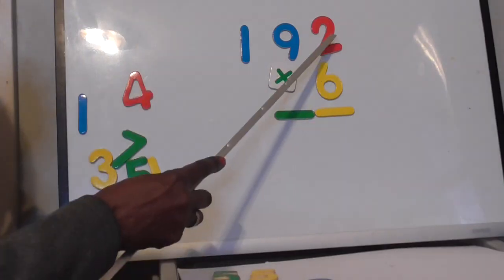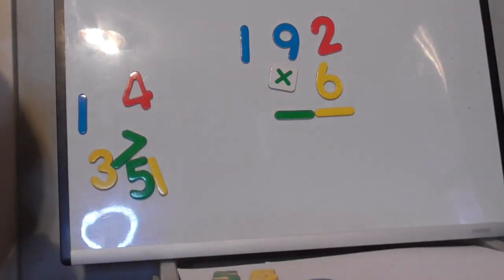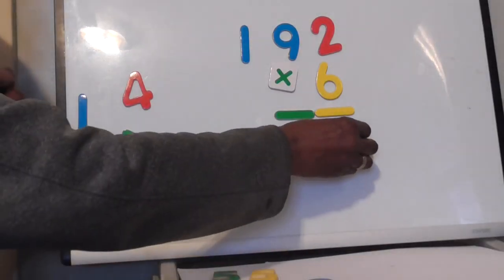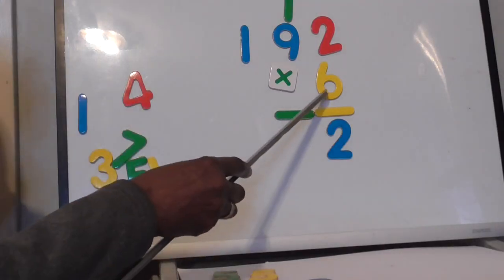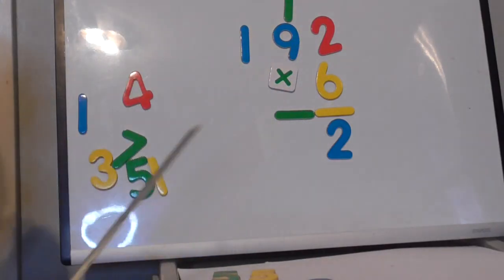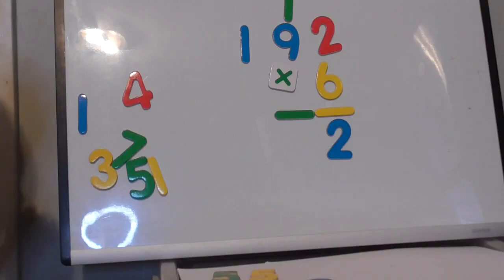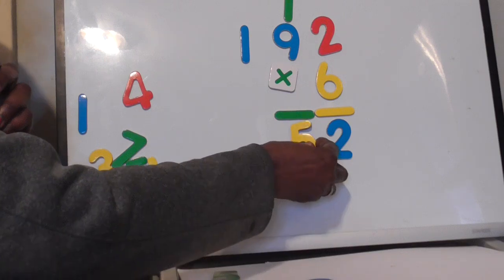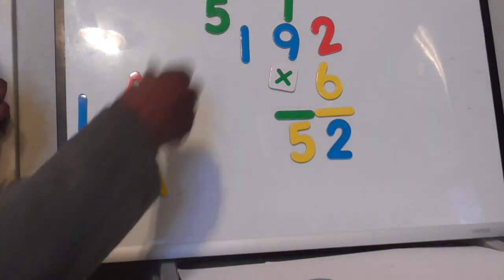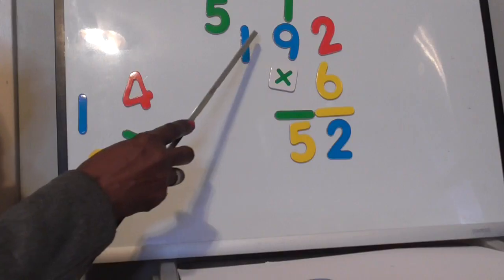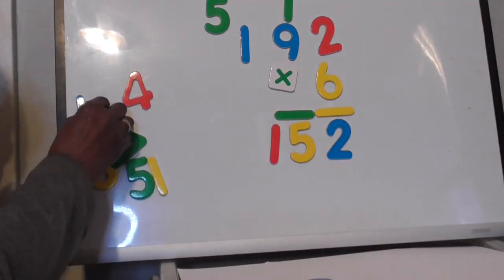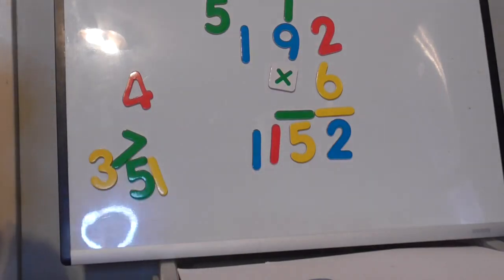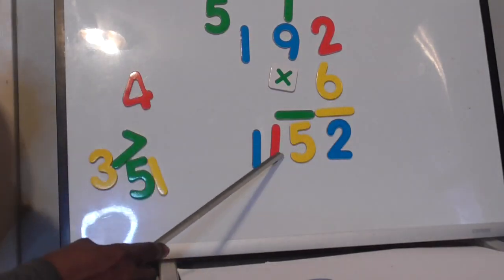It's 6 times 2. 6 times 2 is 12. You put the 2 here, and you carry that 1. 6 times 9 is 54, but we have to add this 1. Put the 5 here, and we'll carry the 5. 6 times 1 is 6, but we have to add that 5. That makes 11. So 192 times 6 is 1,152.